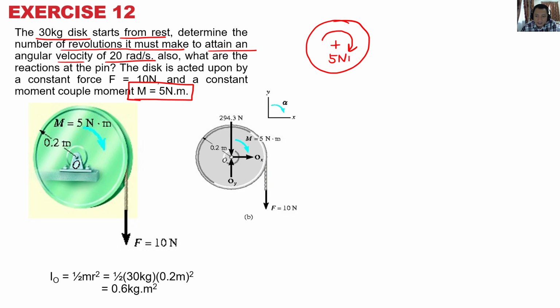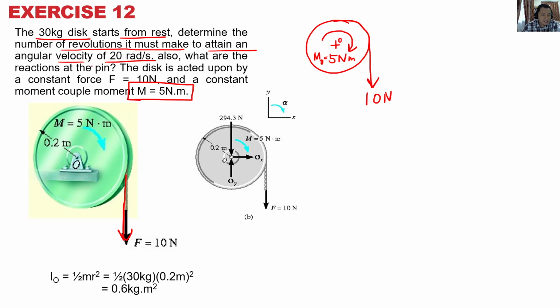5 Newton meter. This is the moment about point O. And it also has a force, 10 Newton here. So you have two things contributing to the rotation of this disk. Probably a pulley.